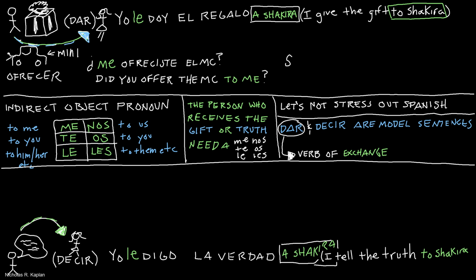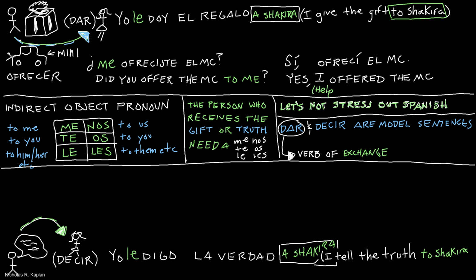And she could say, yes, I ofrecí el Mini Cooper. And I'm just, what, like to who? Come on, help me. Well, that's why we need that te to clarify, right? To help give us that direction. Sí, yo te ofrecí el Mini Cooper. I offered the Mini Cooper to you.